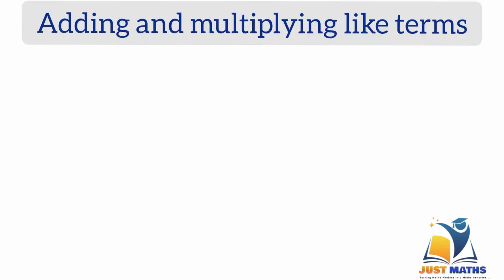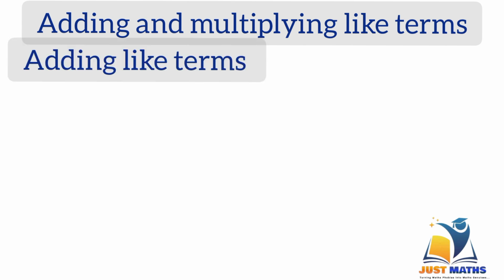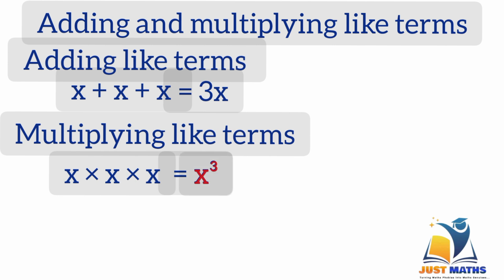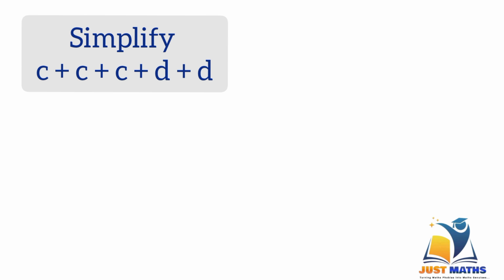Now let's look at adding and multiplying like terms. First, let's look at the addition part. When adding terms, for example x plus x plus x, you arrive at 3x. But when multiplying x times x times x, you arrive at x cubed, that is x raised to the power of 3.